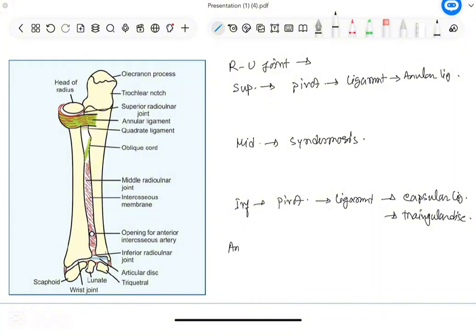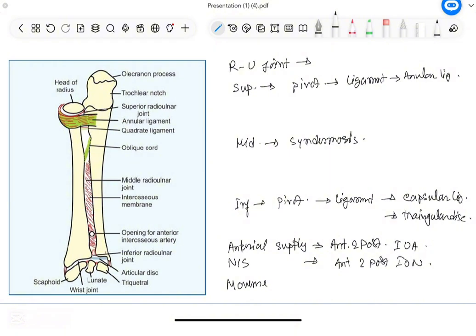What is their arterial supply? To summarize, the arterial supply will be the anterior and posterior interosseous artery. What is the nerve supply? The nerve supply will be the anterior and posterior interosseous nerve. What movements take place? The movements are very easy: supination and pronation.